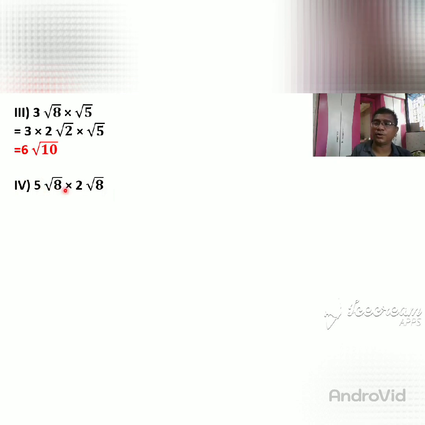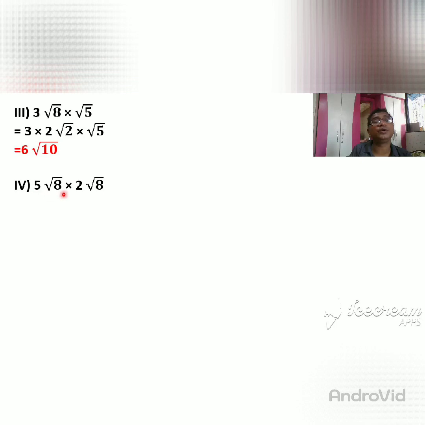Here root 8 is the same, so it is not necessary to factorize. You can directly get the answer, which is 8, because root 8 into root 8 you get 8. Because in roots, if you multiply a root number by the same root number, the answer is that number. Root a into root a you get a. Root b into root b you get b. Root p into root p you get p. Root 2 into root 2 you get 2. In such a way root 8 into root 8 you get 8.